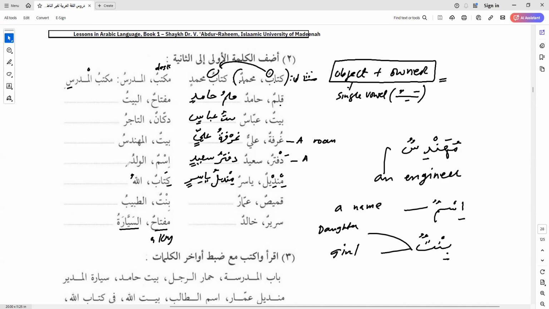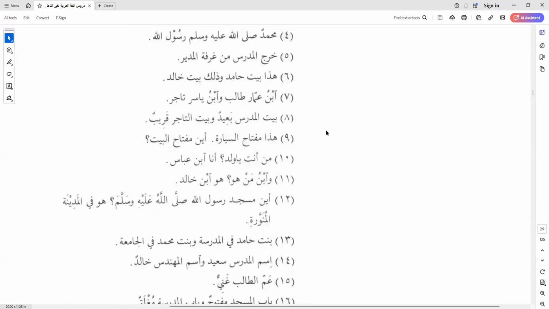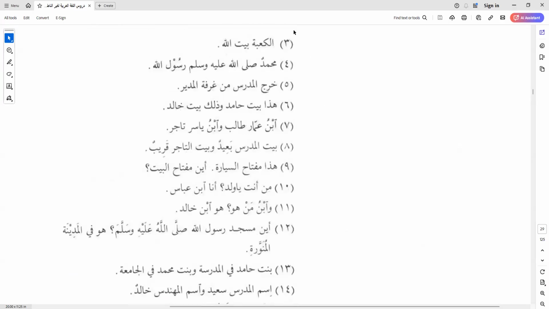So we are going to draw the curtain here, inshallah. We're going to continue again on more exercises till the end.